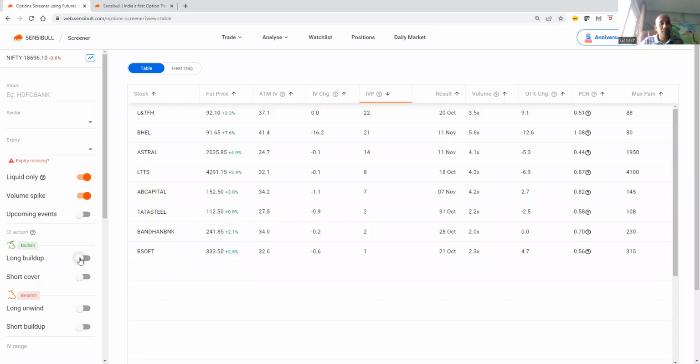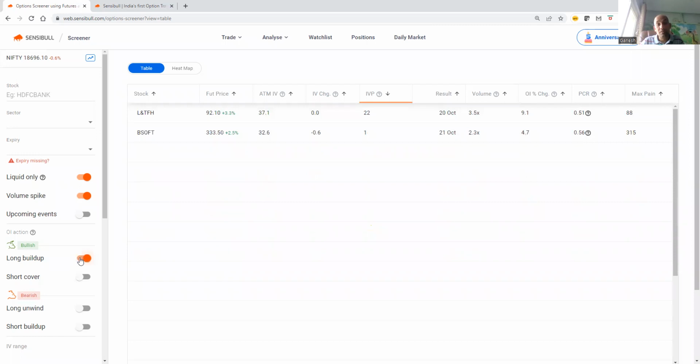And long buildup is happening with the volume spike. Let's see. Yes, these two have long buildup, right? So we know more longs are betting on that particular scrip, with the volume spike as well as long buildup happening in these two. You don't need to worry much, just filter it. Just play around Vedanta Limited and all those.